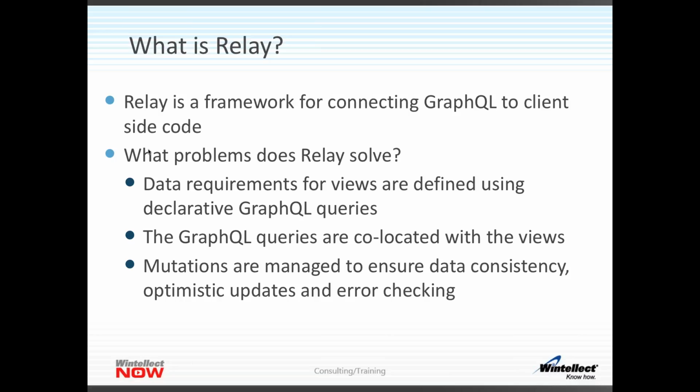So Relay is going to solve 3 problems for us. First of all, it's going to allow us to specify the data requirements for our views using declarative GraphQL queries. When I show you the Relay code in a moment, you'll see that in the actual JavaScript code we're writing on the client side, we're determining what information our view needs and using the GraphQL query language to do that. What that means is we don't have to rely upon some intermediary store to know what information to give us. Our view can just say, hey, I need these pieces of information, and then the actual Relay store knows how to fetch that from the GraphQL server.